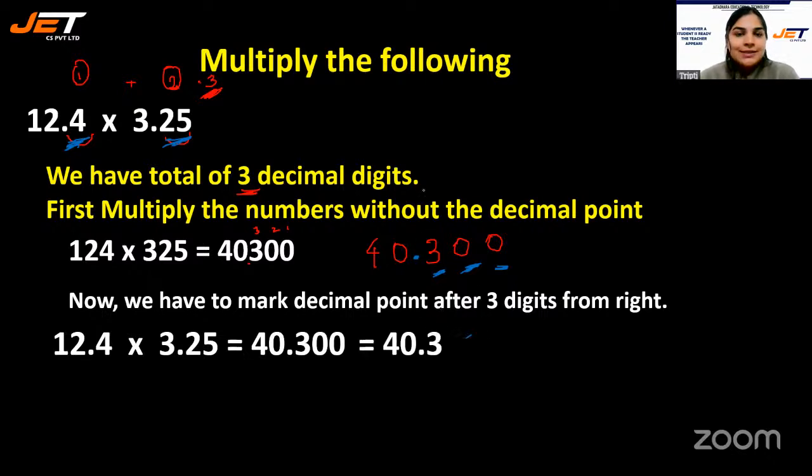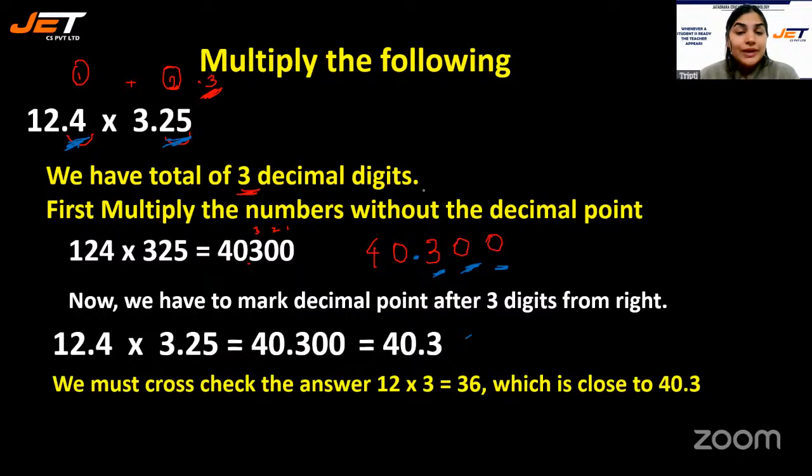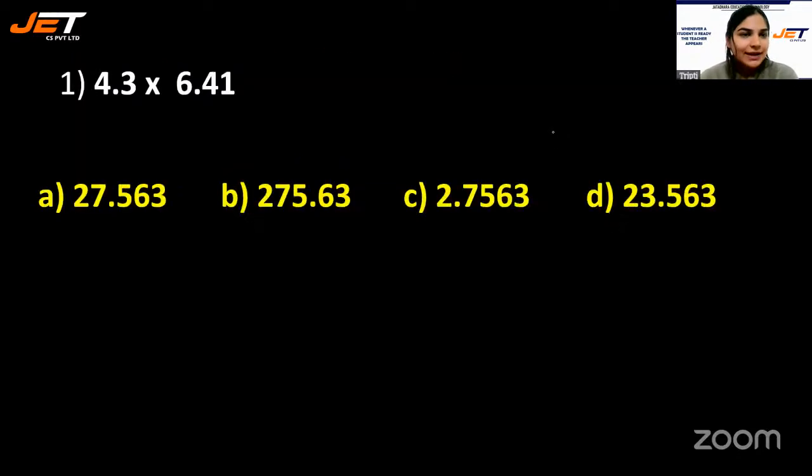All right, let's go to the next one. You can also write it as 40.3. Now, we can even cross-check the answer by estimating: 12 times 3 is 36, which is very close to 40.300 or 40.3. So that means our answer is correct.